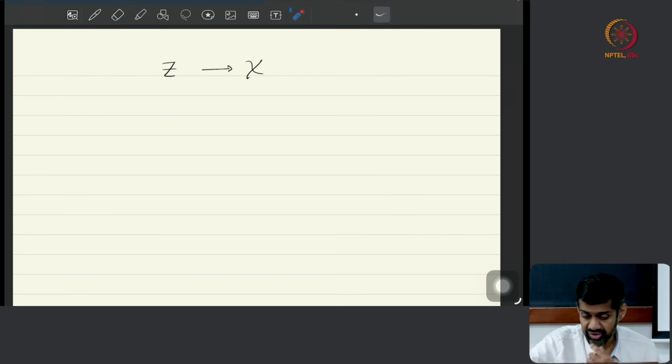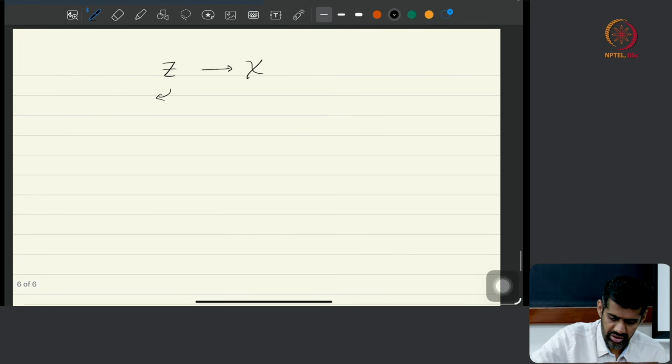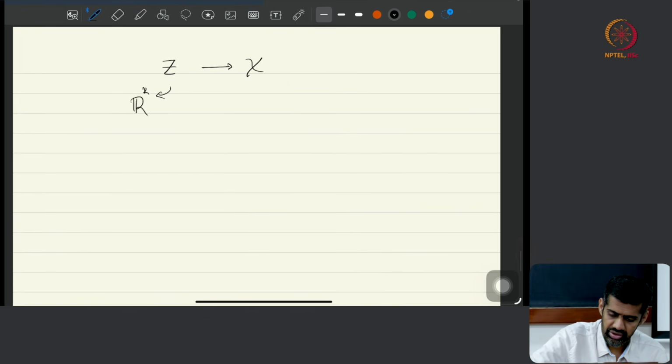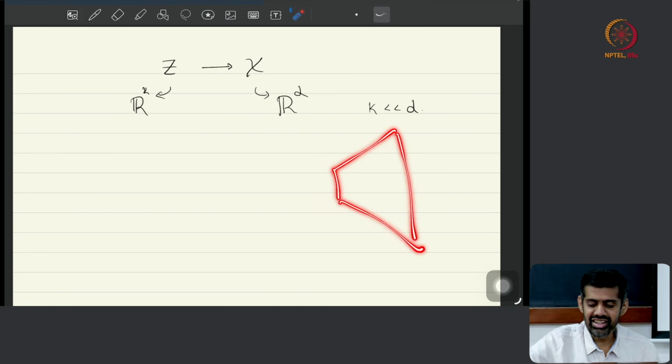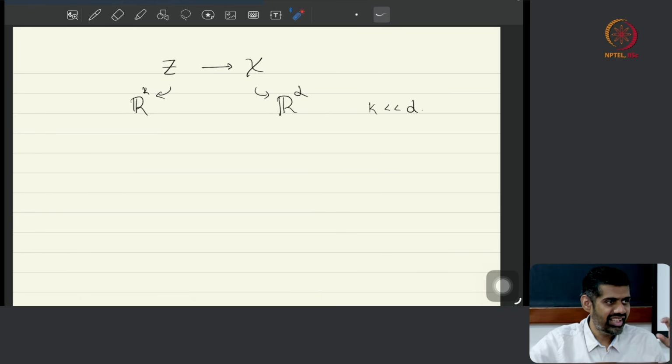Before I forget, I should tell you one important thing. Typically this would be R^k and this would be R^d, and k is much less than d. Somebody asked me in the first class why k is less than d. It is because of the manifold hypothesis. When you train a GAN, the generator's input dimension is much lesser compared to the ambient dimension. We believe that the data can be supported well using much fewer dimensions.